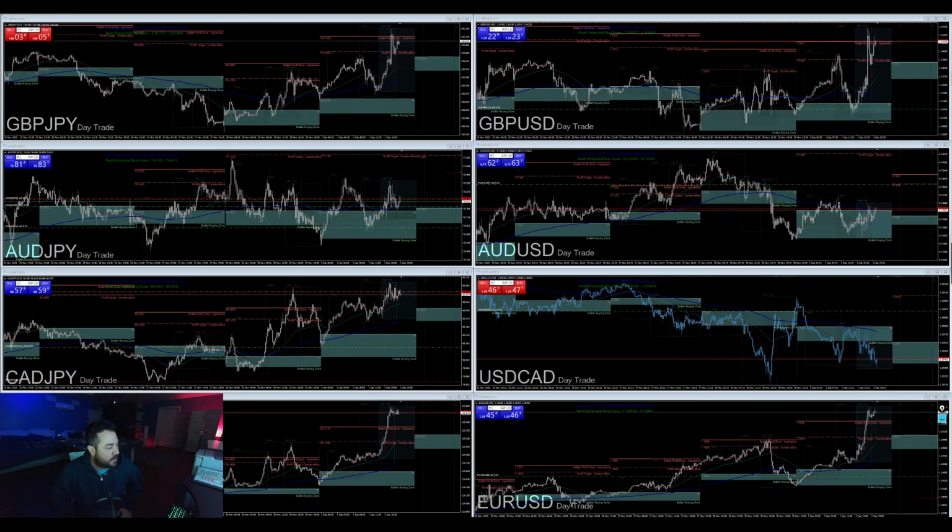All right, it is 11:14 a.m. Market's kind of quiet right now. Everyone's out to lunch. The Australian USD price has been flirting around with the central pivot for some time now. And still break even on the Australian yen. It's my only day trade active right now.